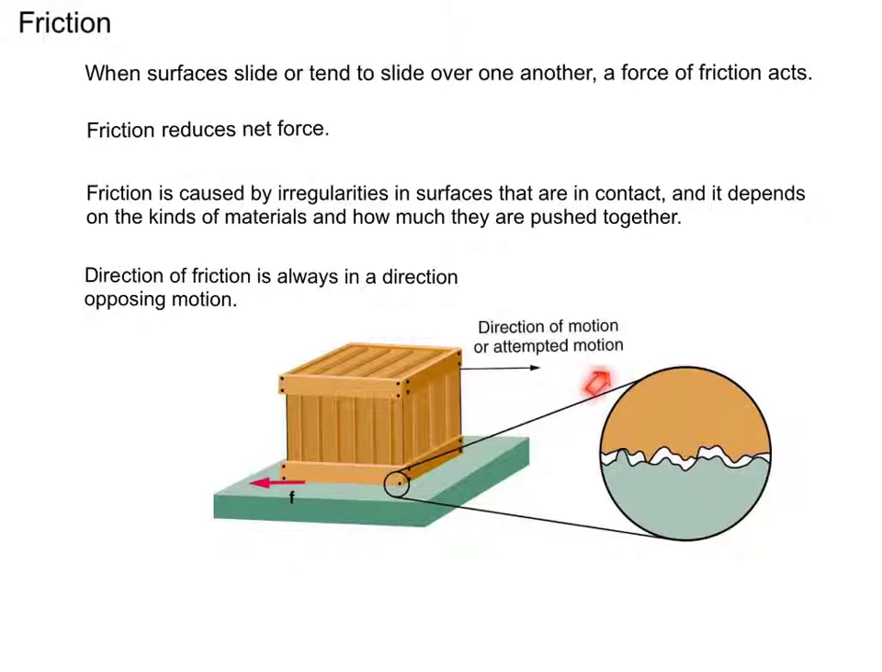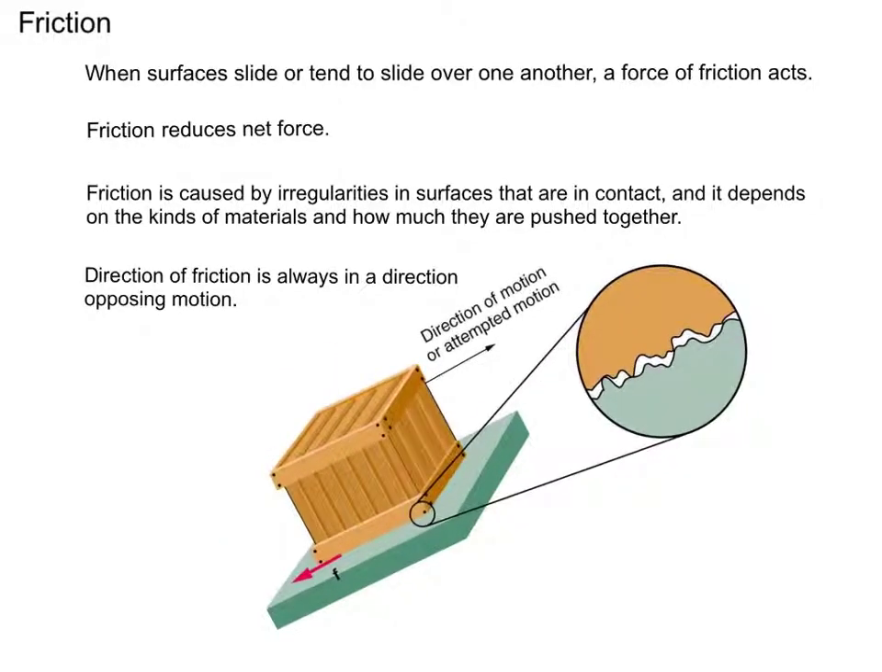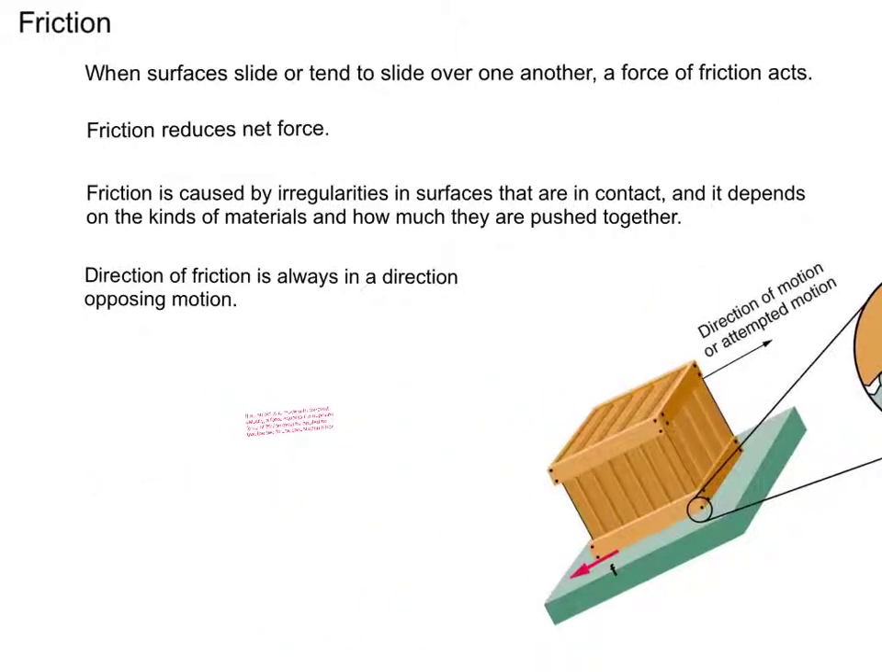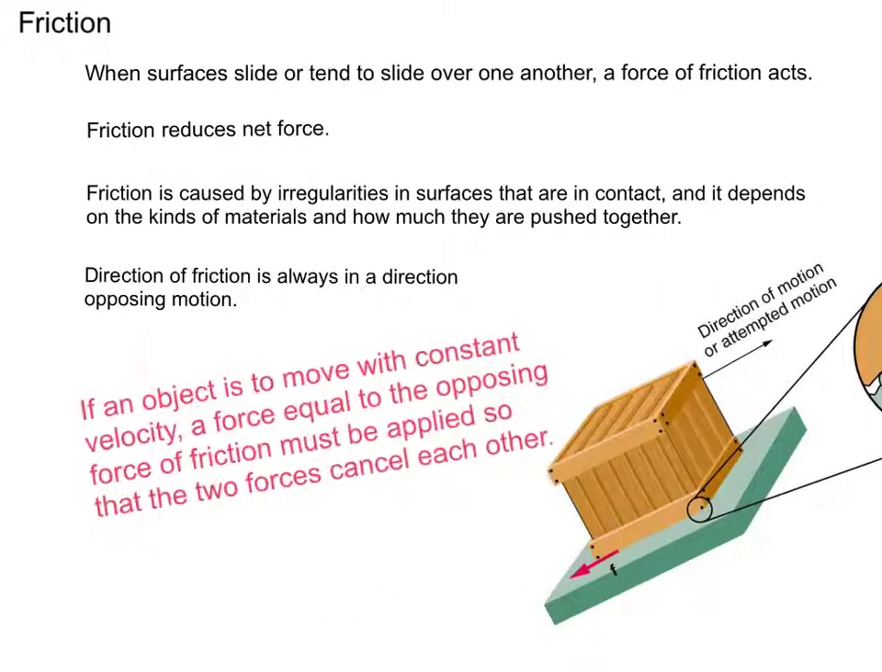So if I'm pushing a box across the floor this way, friction will always oppose that motion. If I take that box and I tilt it so it's on a ramp, that friction force is going to point down the ramp. So if an object is to move at a constant velocity, then a force equal to the opposing force of friction must be applied to that object so that the 2 forces cancel each other out. Then the net force ends up being 0 and we have 0 acceleration and constant velocity.